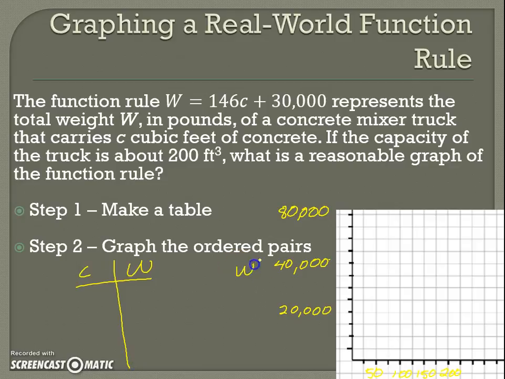So here are my W values. Those are my weights. And then here are my C values. And I'll start at 0. And then we'll go up by these increments of 50. So I have 50, 100, 150, and 200.